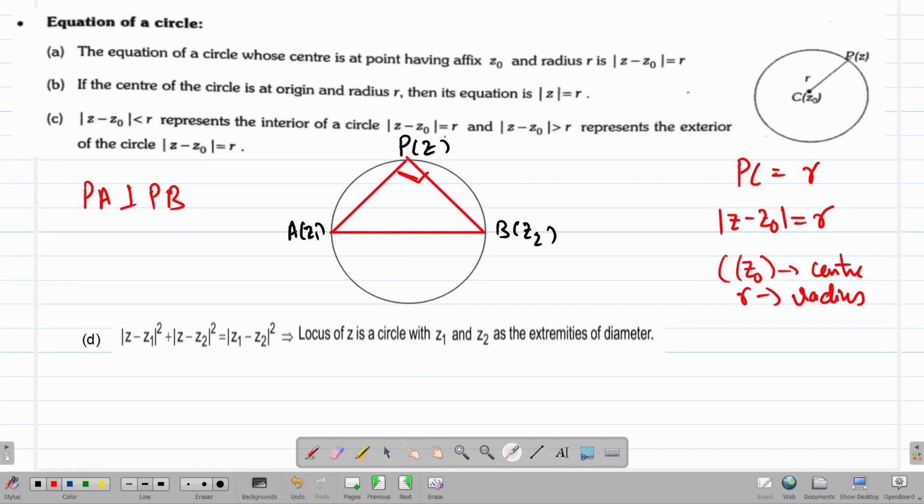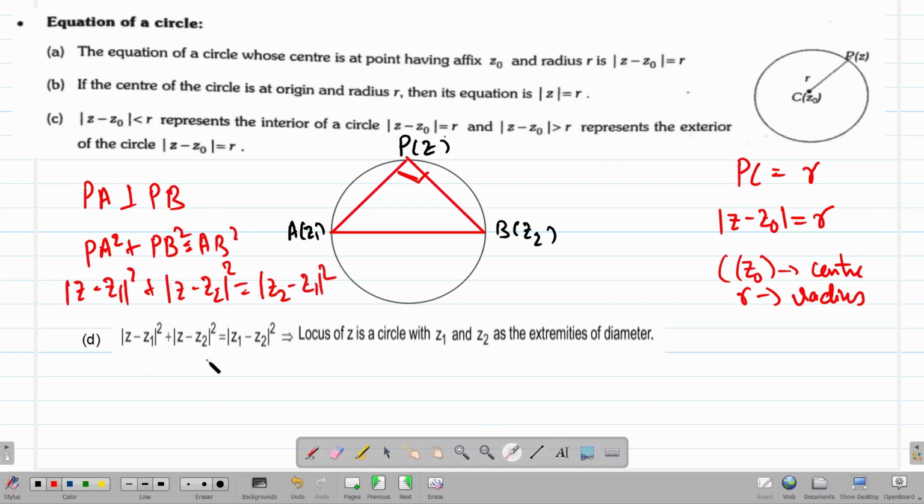then the locus is always a circle, because this is the property of a circle. And since this is a right angle triangle, after applying Pythagoras theorem we get PA square plus PB square is equal to AB square. And in terms of complex numbers, PA square comes out to be mod of z minus z1 whole square, PB square comes out to be mod of z minus z2 whole square, and AB square comes out to be mod of z2 minus z1 whole square. So if this kind of condition is given to us, then the locus of z is again a circle with z1 and z2 as the extremities of the diameter.